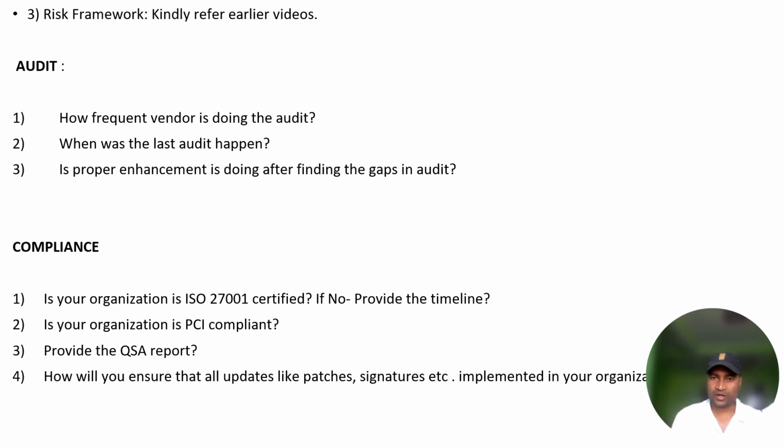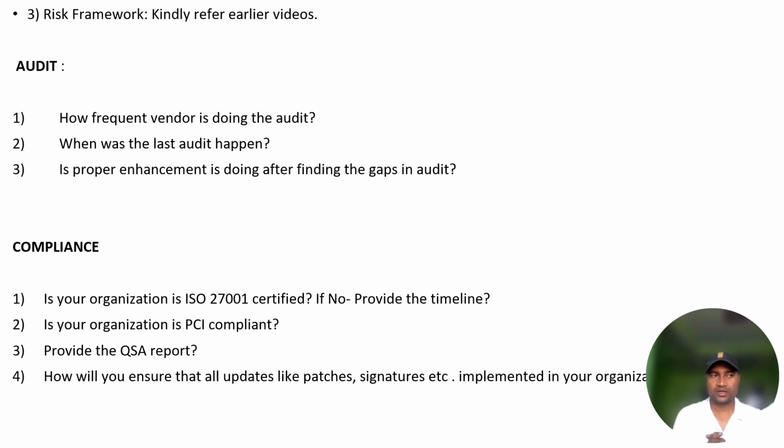Next control is the audit one. Audit is the most important and most frequently used by every vendor. So how frequently is the vendor doing the audit? That means the customer is asking the vendor how frequently you do the audit, like once in a quarter or once on an annual basis. Next is when the last audit happened. That means the last audit happened at the latest within a year.